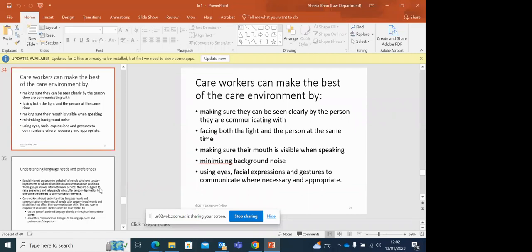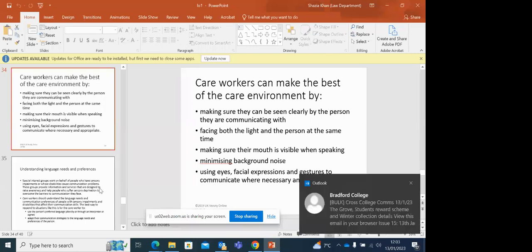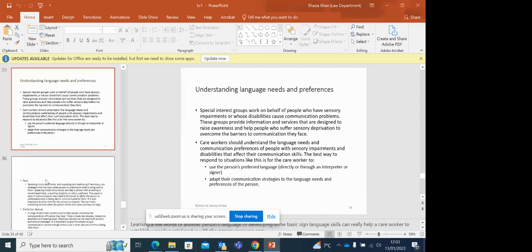Care workers can make the best of their care environment by making sure they can be seen clearly by the person they're communicating with. Also making sure facing both the light and the person at the same time, making sure their mouth is visible when speaking so they're able to understand them, making sure they're minimizing background noise, using eyes, facial expressions and gestures to communicate where possible and necessary and appropriate.